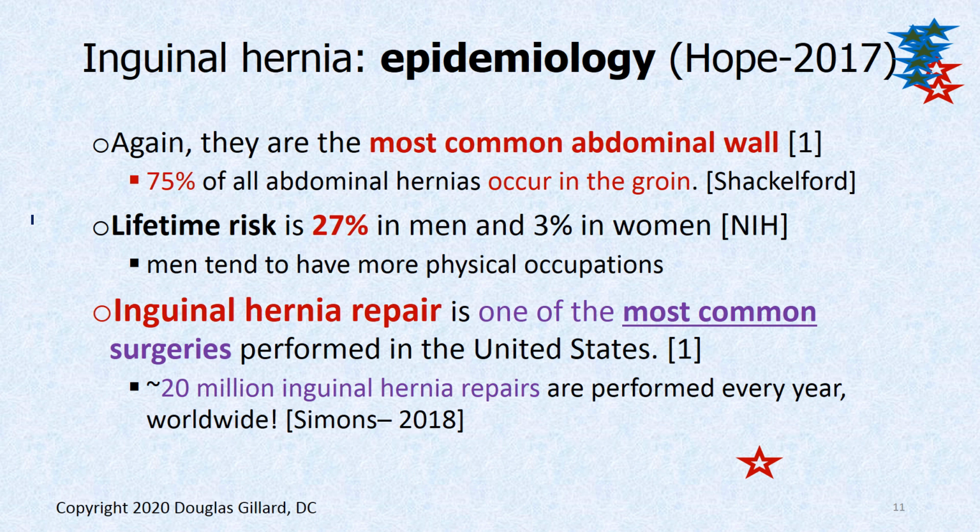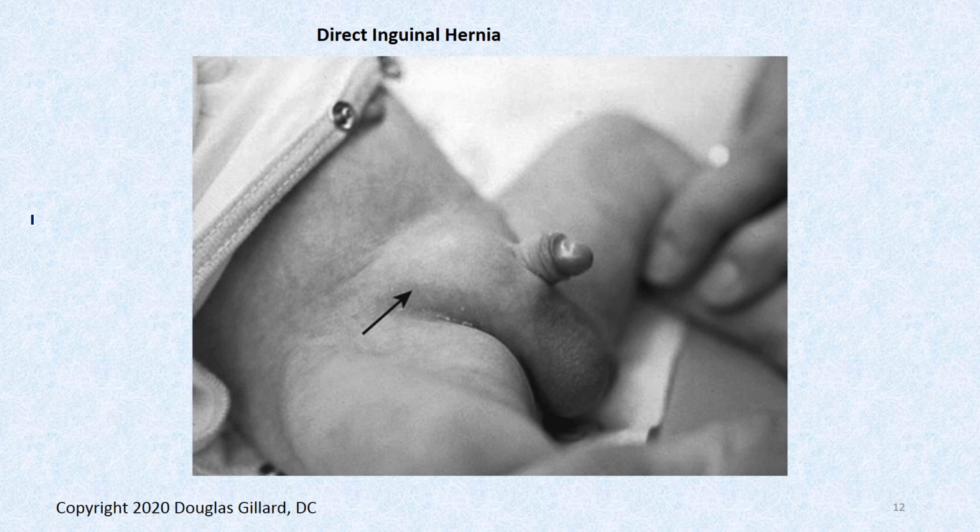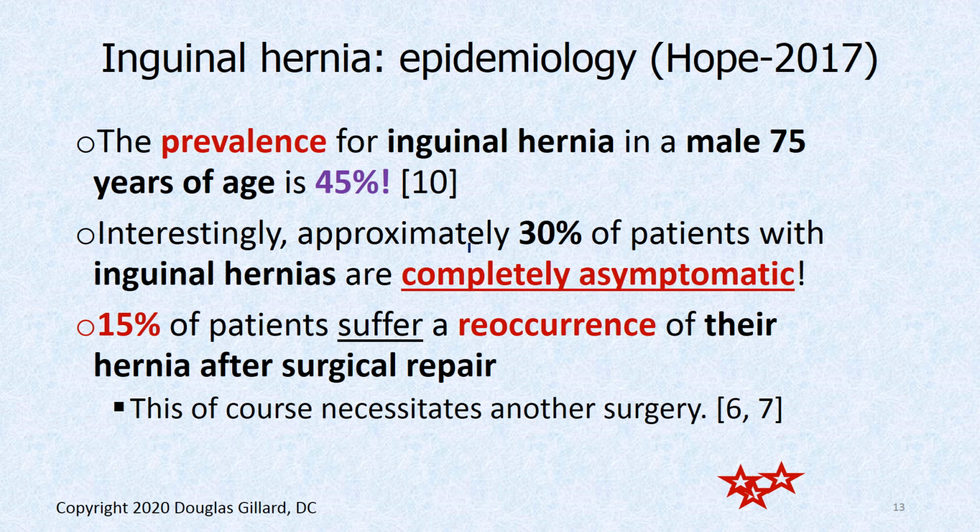Inguinal hernia repair is one of the most common surgeries performed in the United States. 20 million inguinal hernia repairs are performed each year. That was based on 2018 research. And here's a little direct inguinal hernia, which is sometimes difficult to tell from an indirect inguinal hernia. We'll try to look at the difference of those, but sometimes you can't tell till you really get in there.